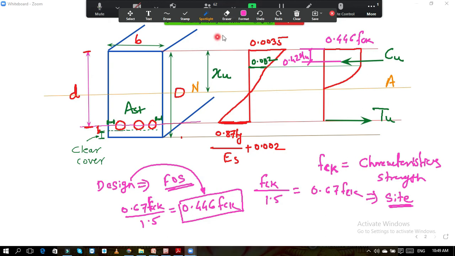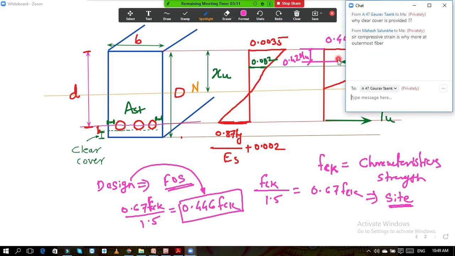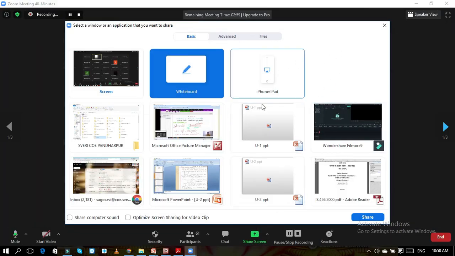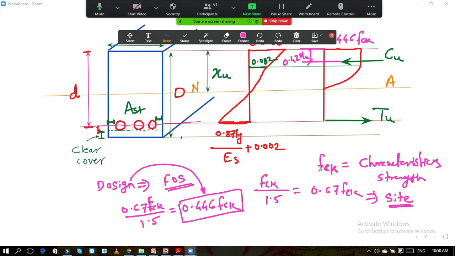So that is why we apply the compressive strain is more at the outermost fiber. So we have already studied that in the first lecture.